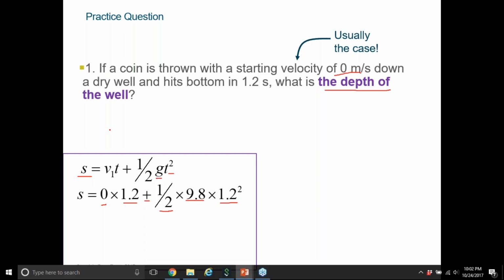Okay, so we do our exponents first. 1.2 squared gives us 1.44, so that's the only thing changed in that step. Then we multiply our stuff first, so 0 times 1.2 gives us 0, plus 1/2 times 9.8 times 1.44 gives us 7.056. So 0 plus 7.056 gives us our final answer of 7.056.